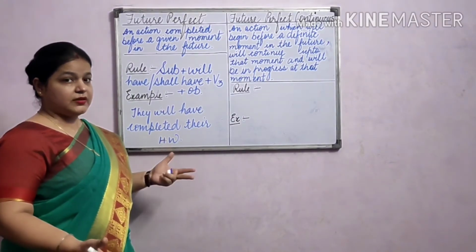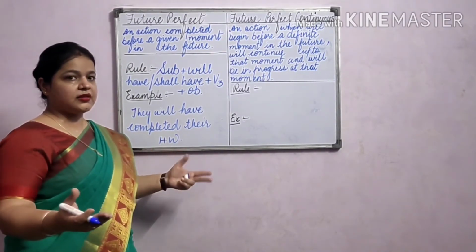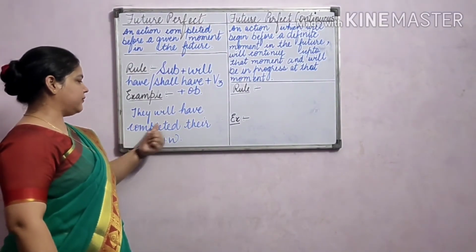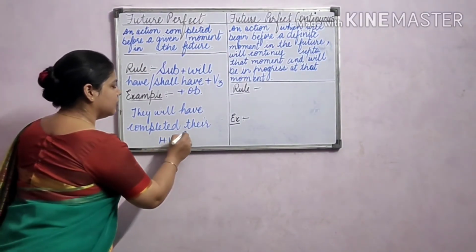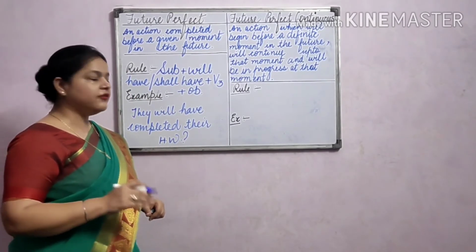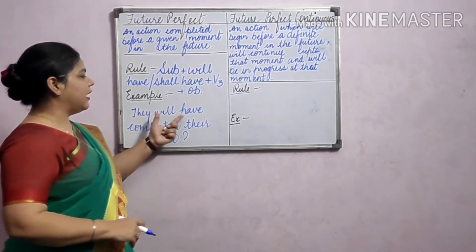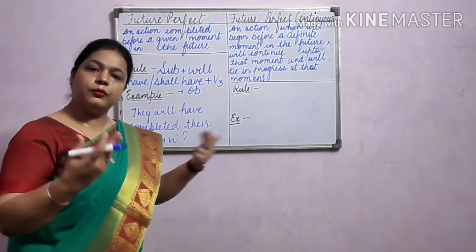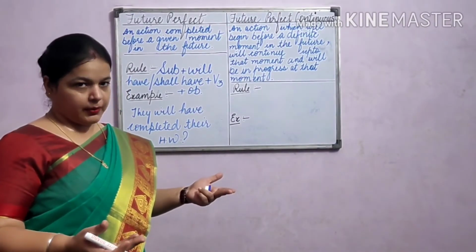Interrogative. Let's make a question. Very simple process. You are drilled enough. Will they have completed their homework? Question mark. Okay. Interrogative negative. Will they have not completed their homework? Followed by question mark. Am I clear?